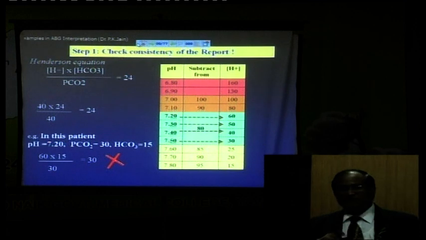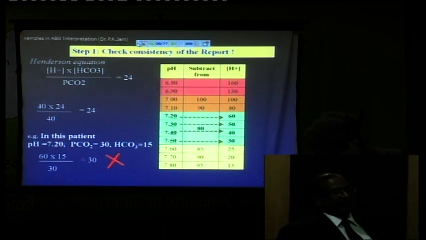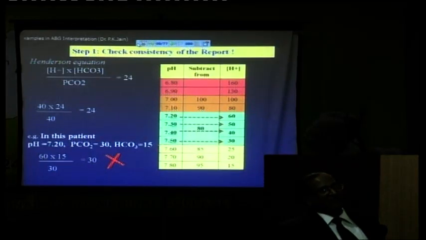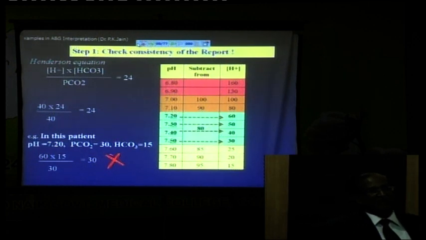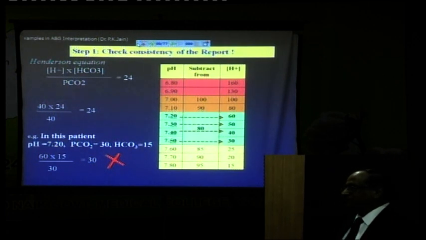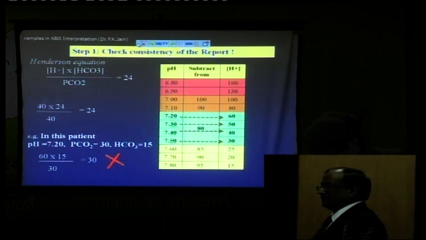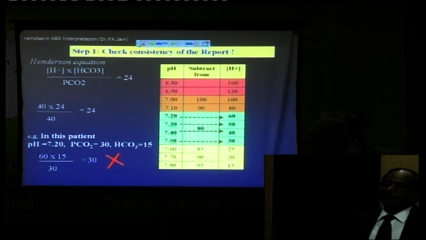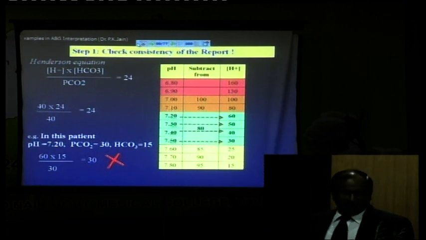In this patient, what was happening? pH was 7.2. So 80 minus 20 is 60. Bicarb is 15, PCO2 is 30. And here you get an answer which is not 24. So this report is wrong. Have you understood? If the report is wrong, then you cannot go on further treating this patient.